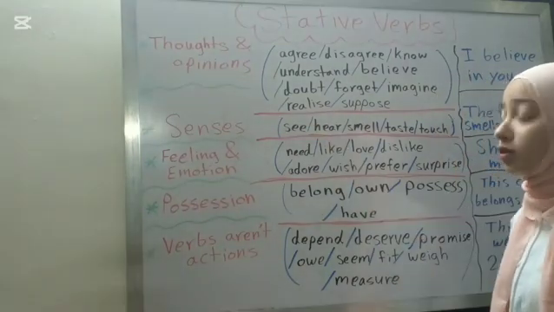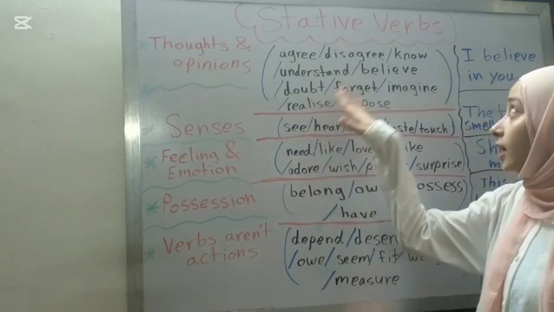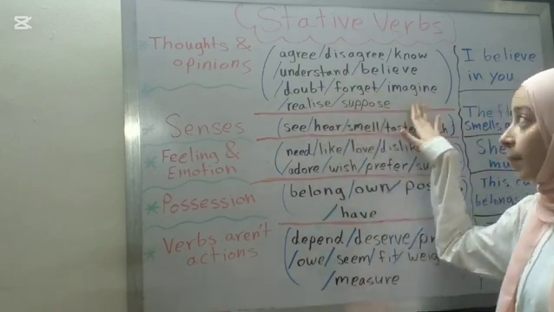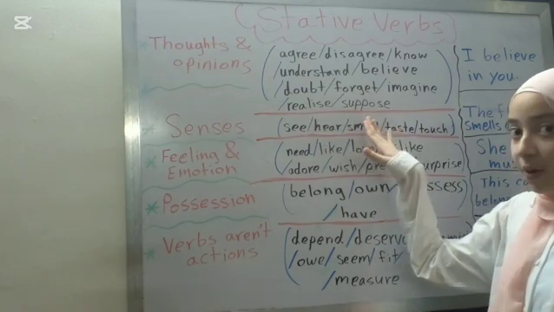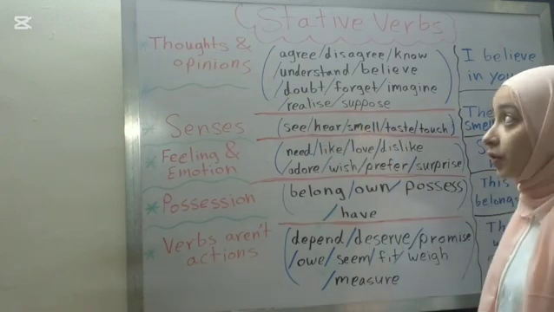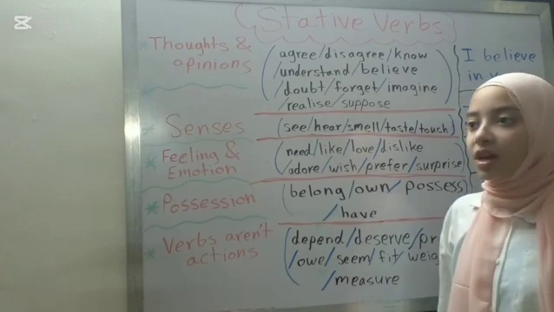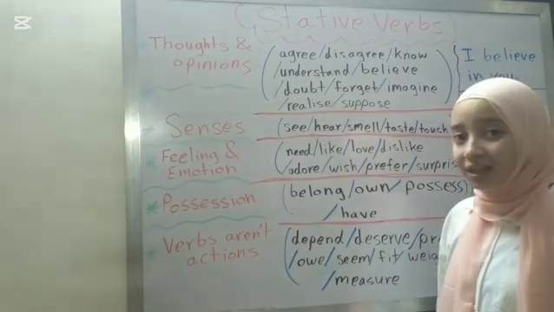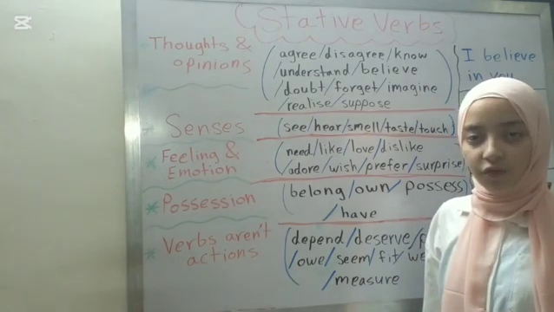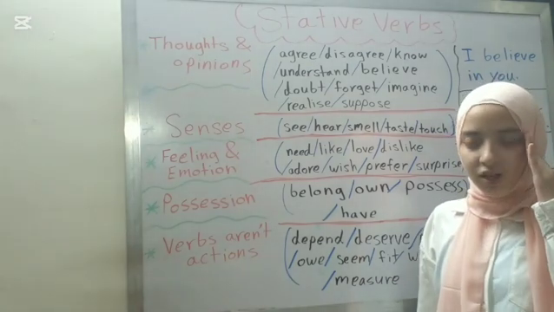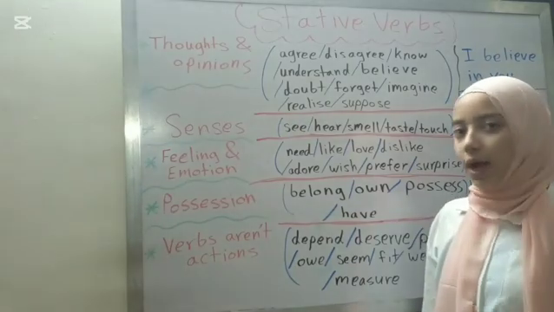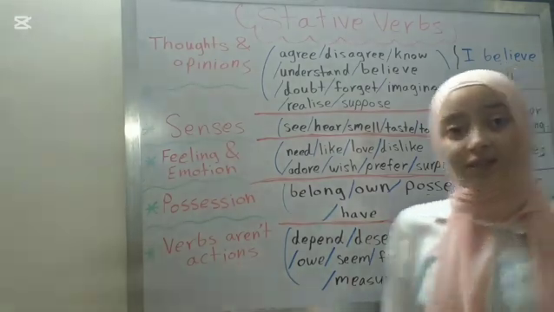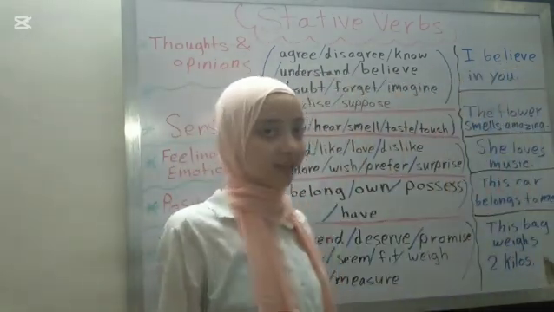First, thoughts and opinions. They're verbs like agree, disagree, know, understand, believe, doubt, forget, imagine, realize, suppose. All these are stative verbs that are about thoughts and opinions. They're all mental verbs, by mind. You just say, you don't do anything. Like, I believe in you here.